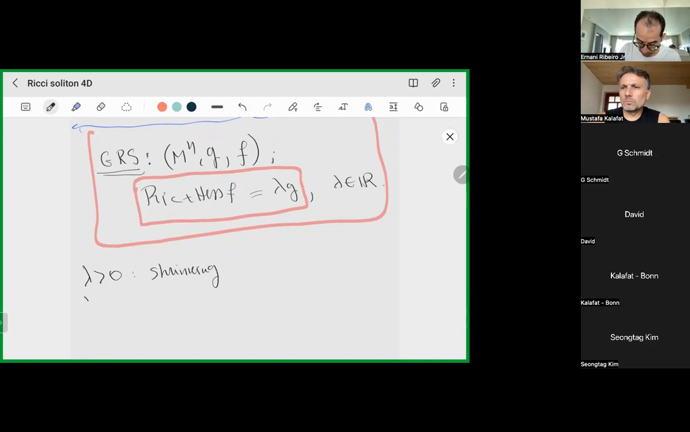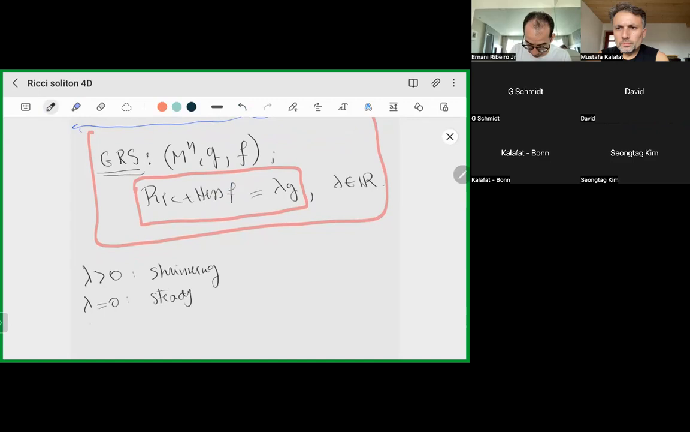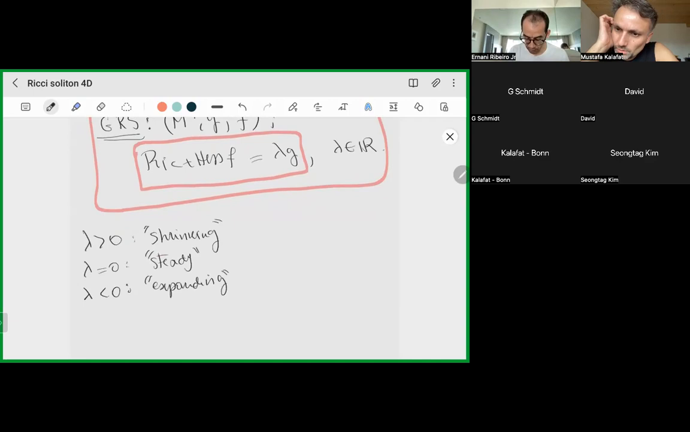When lambda is zero, we say that this is dead. And if lambda is negative, we say this guy is expanding. This name comes from the geometric point of view of these Ricci solitons inside of the Ricci flow. I will give some ideas later, okay?